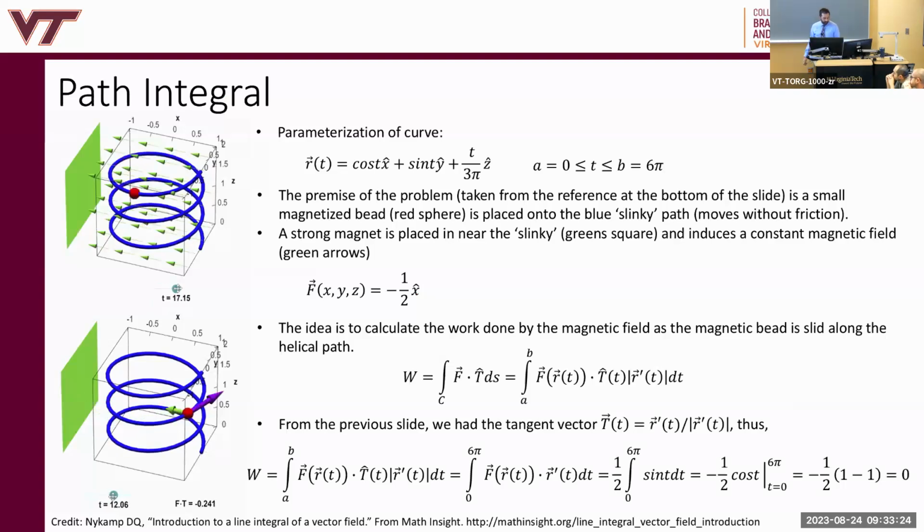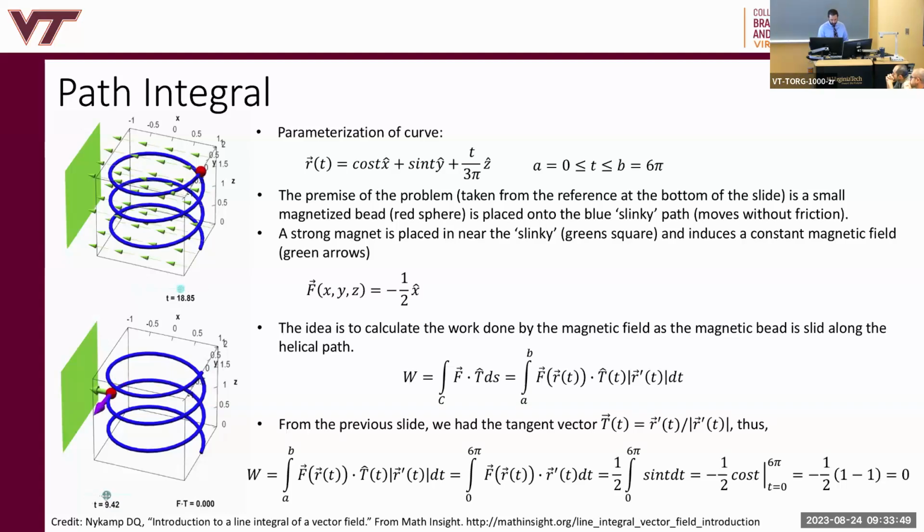You can parameterize it as cosine t in the x direction, plus sine of t in the y direction, plus t over 3 pi in the z direction. So as time increases, say we don't have a z component, then we just have cosine of t and sine of t. That's just a circle, right? But as we parameterize the circle, we're lifting up in the z direction by t over 3 pi. So this is going to trace out a helical path.